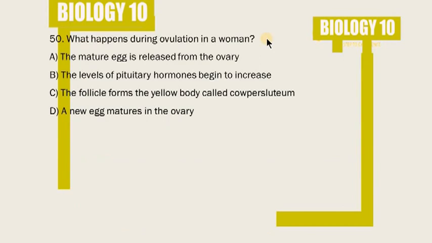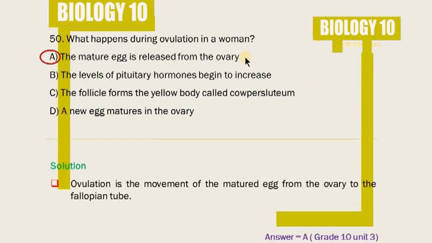Question 50. What happens during ovulation in a woman? A. The mature egg is released from the ovary. B. The levels of pituitary hormone begin to increase. C. The follicle forms a yellow body called the corpus luteum. D. A new egg matures on the ovary. The answer is A. The mature egg is released from the ovary. Ovulation is the movement of the matured egg from the ovary to the fallopian tube.